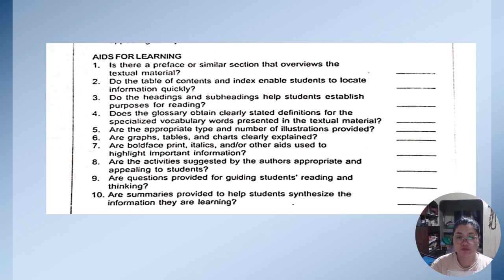Next is the aids for learning. The following checklist: Is there a preface or seminar section that overviews the textual materials? Do the table of contents and index enable students to locate information quickly? Do the headings and subheadings help students establish purposes for reading? Does the glossary contain clearly stated definitions for the specialized vocabulary words presented in the textual material?